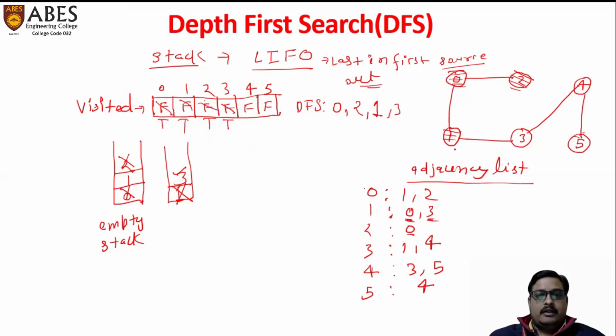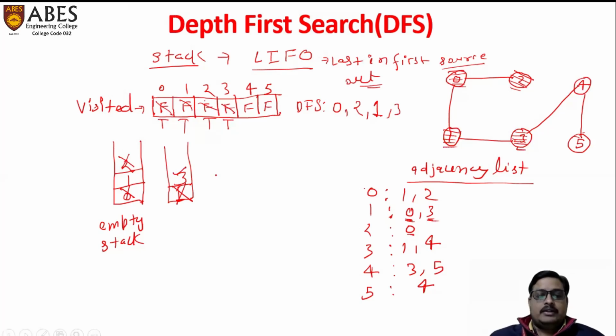We have already visited 1. We'll add 3 onto the DFS list and mark it as visited. Okay. Now we'll just find out the adjacent nodes of 3. So the adjacent nodes of 3 are 1 and 4.